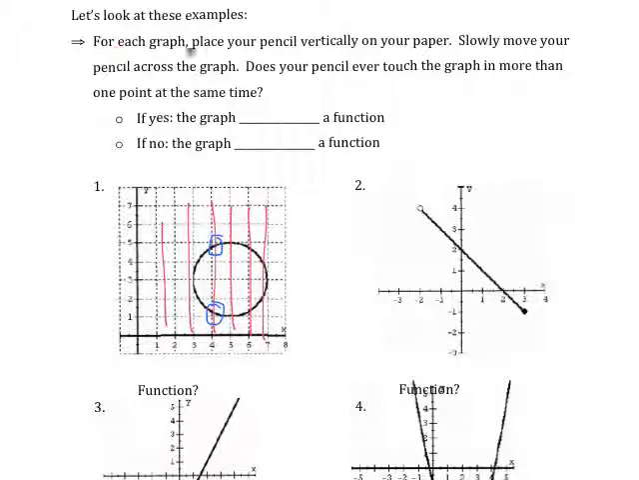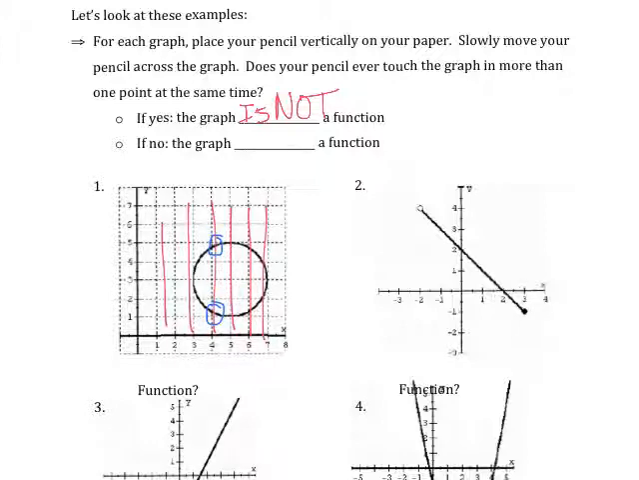So here up in the paragraph it says, for each graph, place your pencil vertically on the paper. So obviously we don't have pencil and paper anymore, but you can put your stylus down. I don't care what you do on your screen. And slowly move your stylus or pen or finger, whatever you want to do, across the graph. If any of these vertical lines hits the graph at more than one point, that means that input has more than one output. So if yes it hits more than one point at the same time, the graph is a function or is not a function? It's not a function, right? Because that means an input has more than one output.